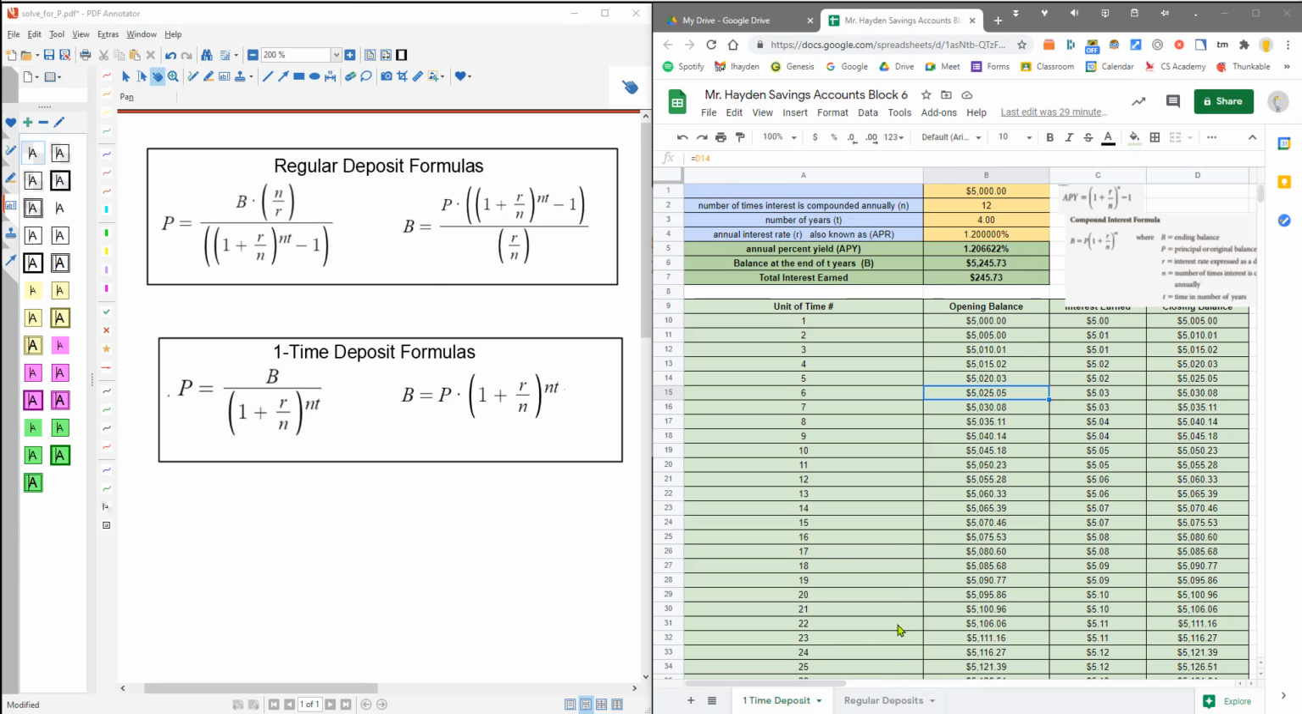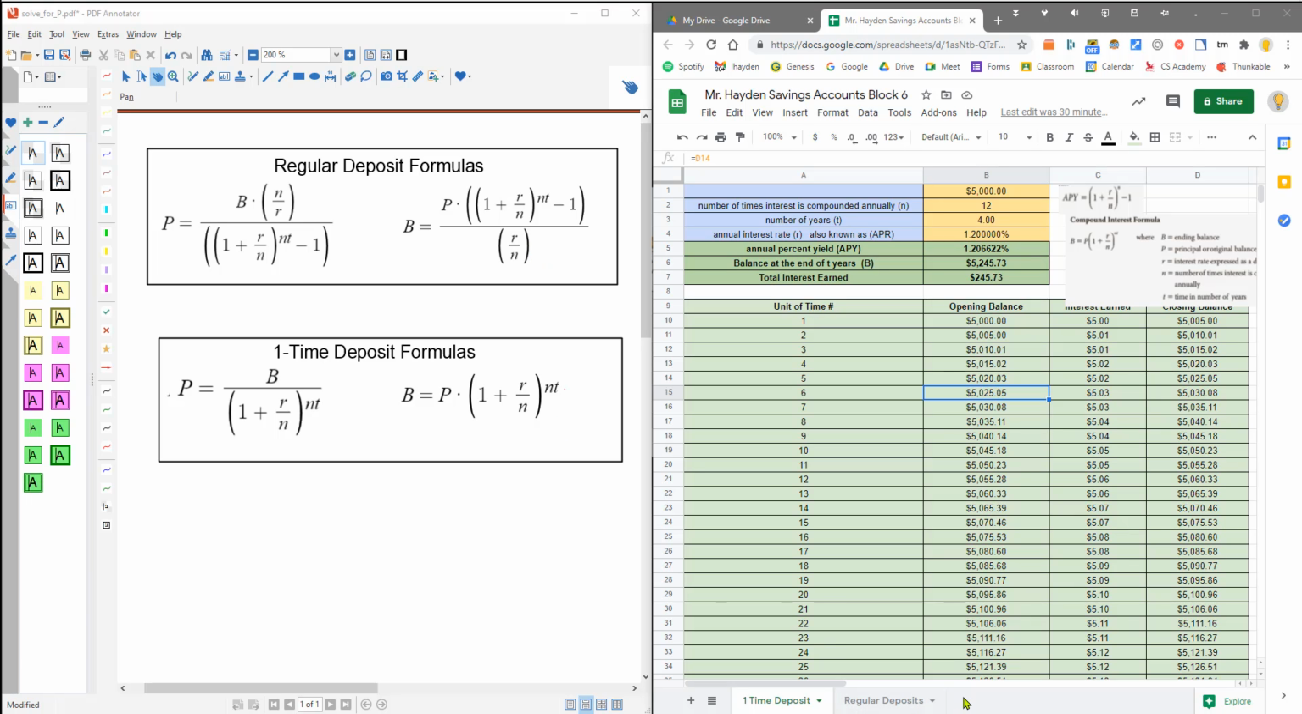Initially we made two tabs in our saving spreadsheets. One for solving for B when you make a one-time deposit with a certain interest rate compounded at a certain frequency, and then another tab, in which you were also solving for B, where you were making a regular deposit every so often at a frequency of n times a year and at a specific interest rate.